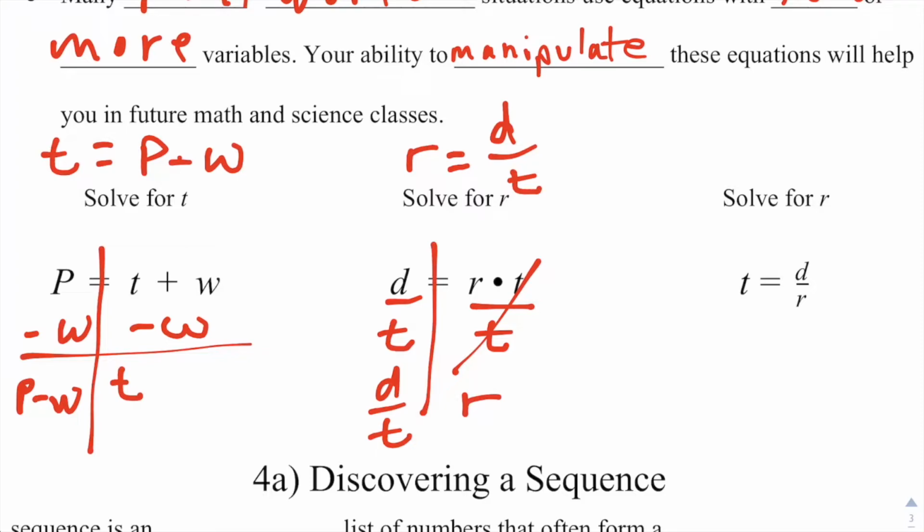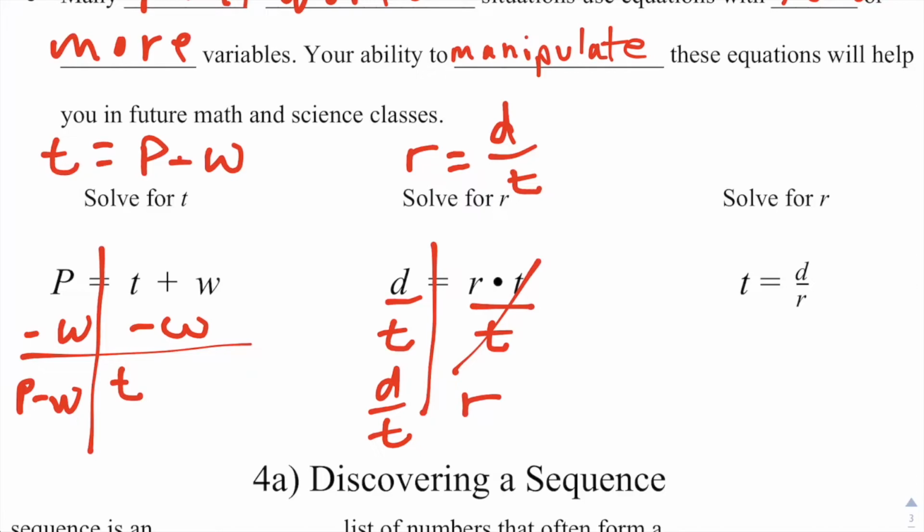And actually, this is how you measure distance. It's rate times time, how far you go. And then if you wanted to know your rate or how fast you're going, you would do your distance divided by how long you've been traveling. So that is actually a real world little equation.